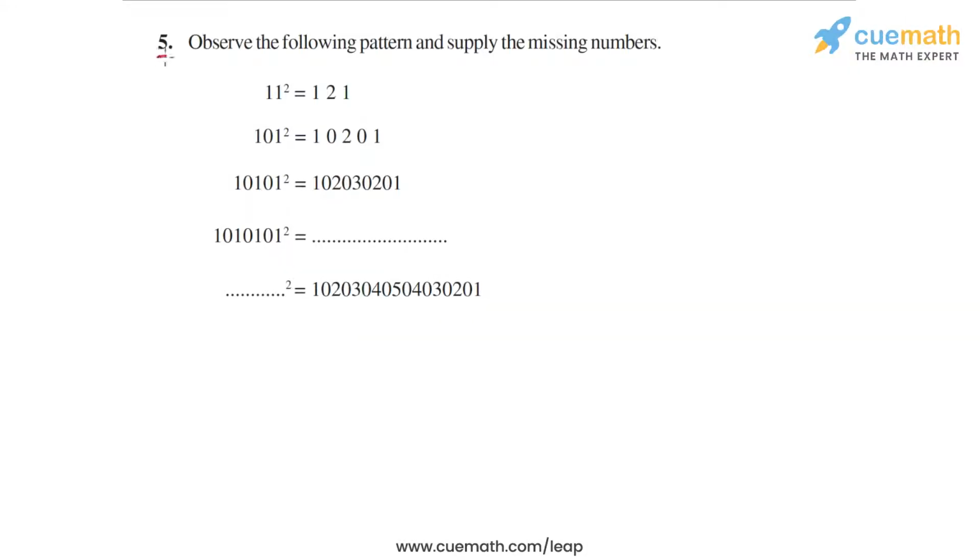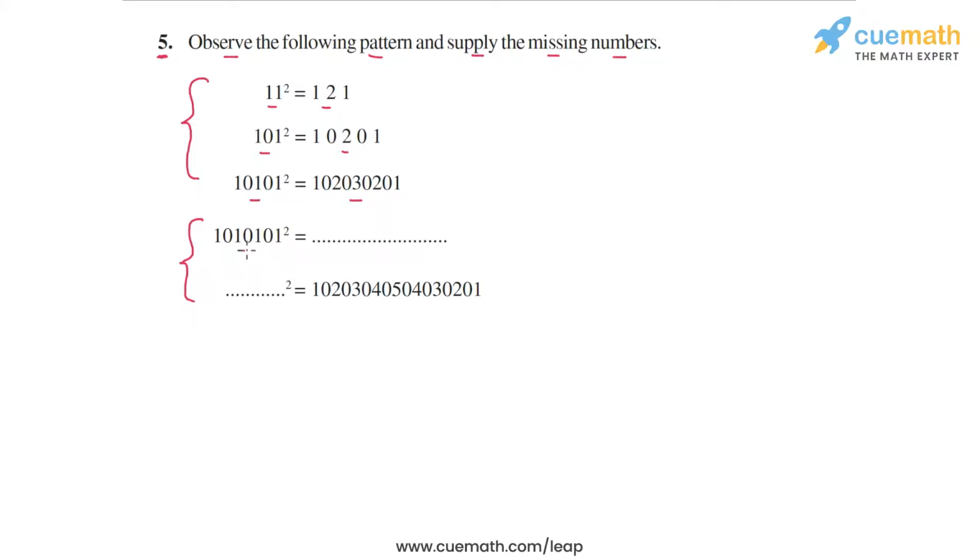In question 5, the problem statement says observe the following pattern and supply the missing numbers. So we are given 11 square equal to 121, 101 square equal to 10201, and 10101 square equal to this number, 102030201.